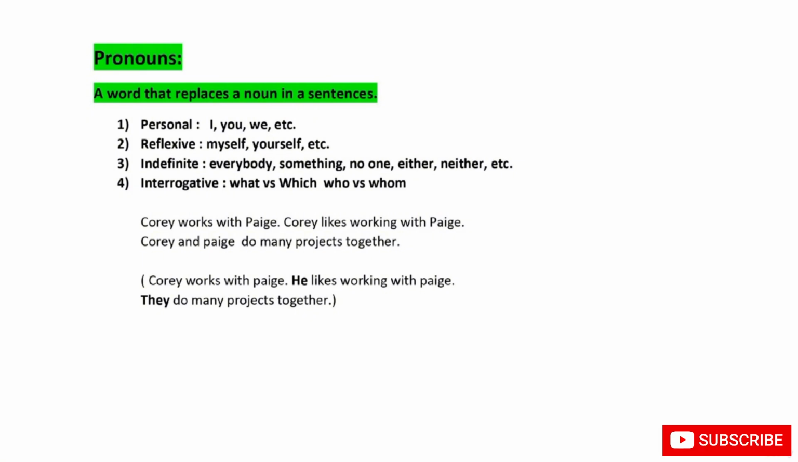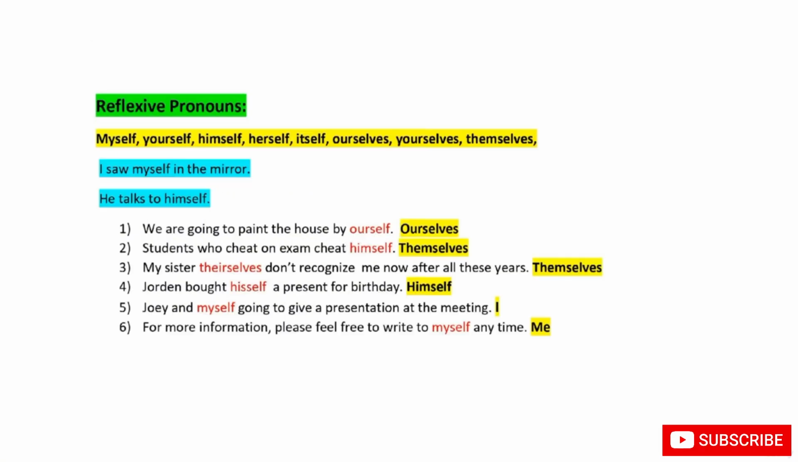Let's now move on and talk about reflexive pronouns. Reflexive pronouns are pronouns like myself, yourself, himself, etc. And these are called reflexive because they reflect back to the subject of the sentence. For example, this morning, I stood in front of a mirror. What did I see in the mirror? I saw myself. In that sentence, notice that the subject and the object are both the same, I or me.